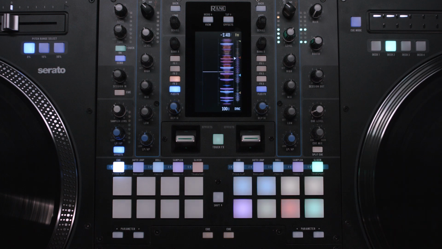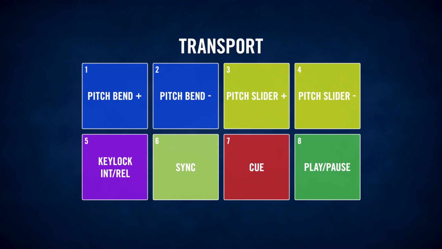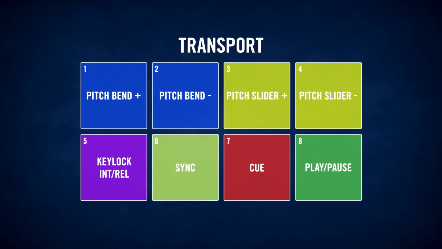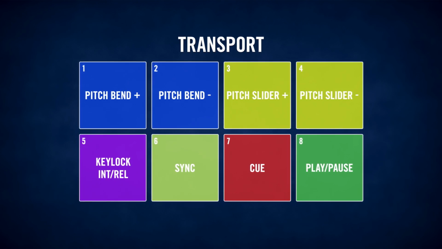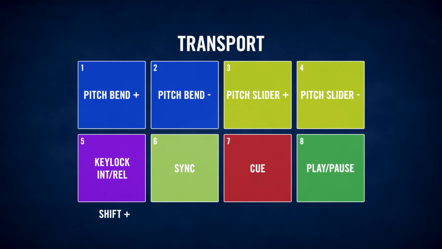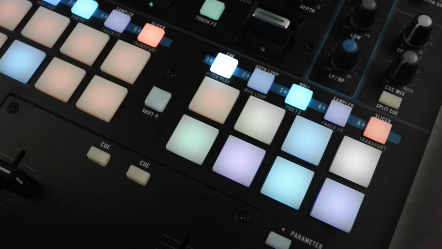The 72 has a transport mode so that you can perform with Serato Pro even without any additional control hardware or vinyl decks. In the top row, you have pitch bend and pitch slider controls. In the bottom row, you'll find a key lock toggle, sync, and for transport functionality, cue and play pause. To switch between internal and relative mode, press Shift and pad 5. Switching to relative mode will allow you to resume control of playback with control vinyl or control CDs.